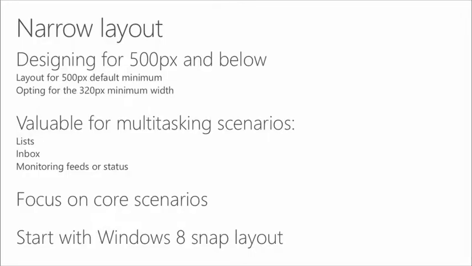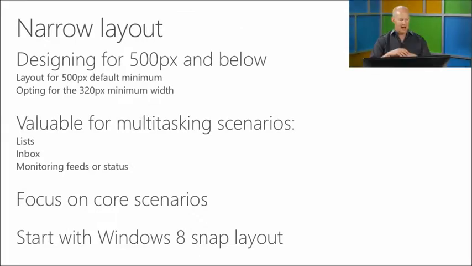When I'm designing for 500 pixels and below, right? The default minimum is 500 pixels. I can opt into a 320 pixel minimum if it makes sense for like a multitasking app, and that might be an app that's a list app like Reading List, or an inbox like email, or a social app, that I'm going to be monitoring feeds or status of something. And I really want to focus on the core scenarios. I might not be able to provide all the scenarios within my app in this small 320 pixels, but if I provide the core scenarios, there's a good chance that the users are going to keep my app open and running on the machine for a longer period of time, because it works great in that small window while they're doing other things.